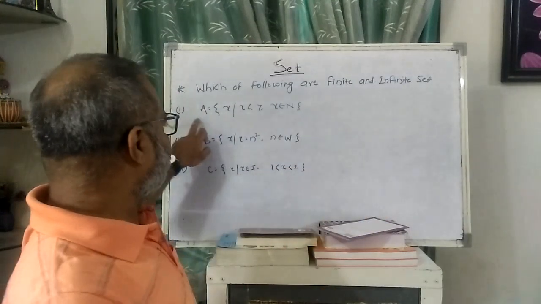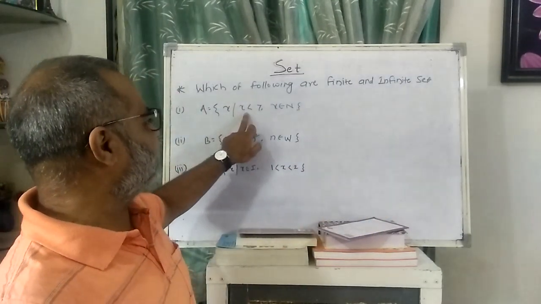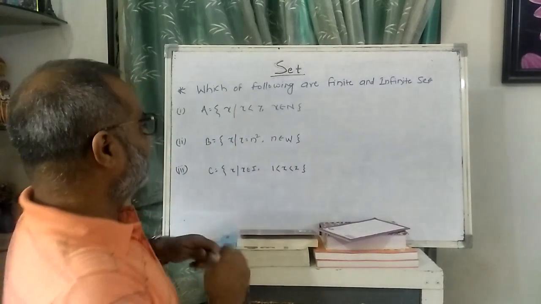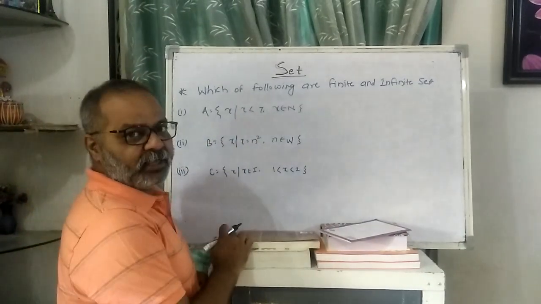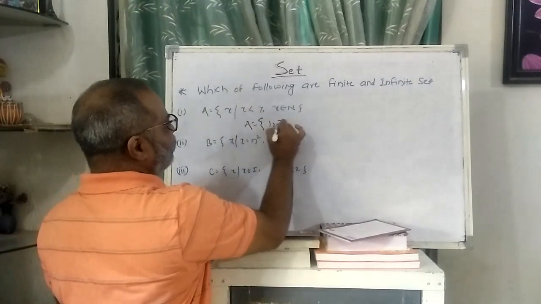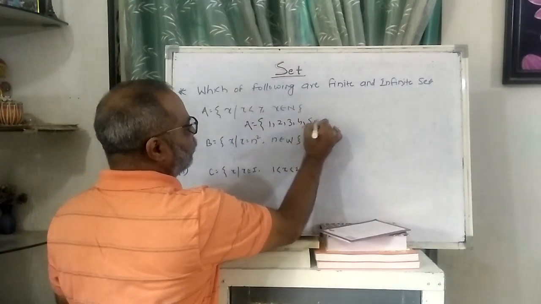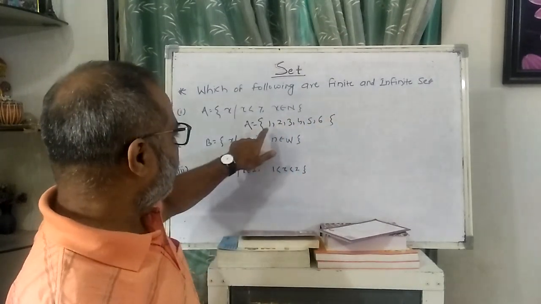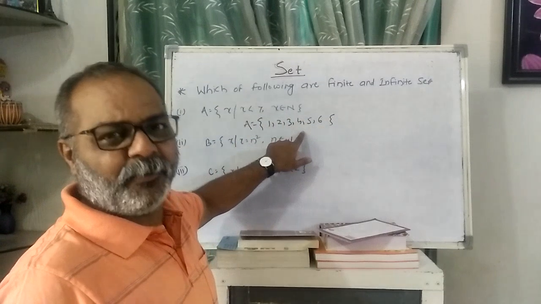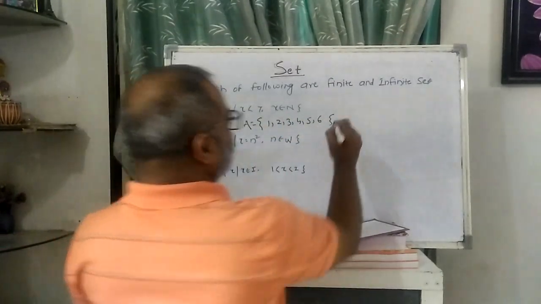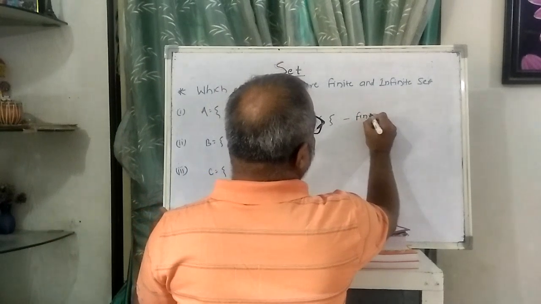Okay. Now A is given: A is equal to x such that x is less than 7 and x belongs to N. So what is less than 7? Here x belongs to natural numbers up to less than 7. So the elements are 1, 2, 3, 4, 5, 6. Okay, so less than 7 means up to 6. Now how many elements are there? We just count the elements. So there are 6 elements. That means countable elements are present. So this set is a finite set.